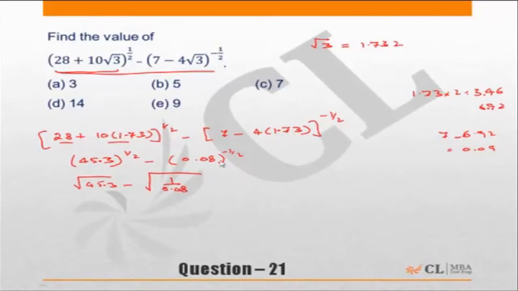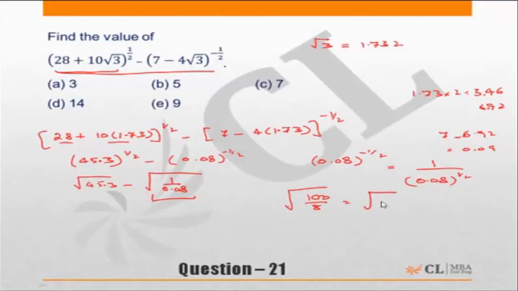Because 0.08 raised to power minus 1 by 2 will be equal to 1 upon 0.08 raised to power 1 by 2, which is why I have written it like this. So I'll just look at the second part now. Under root of 1 upon 0.08 is nothing but 100 upon 8, and under root of 100 upon 8 is 12.5. So this effectively becomes under root 45.3 minus under root of 12.5.